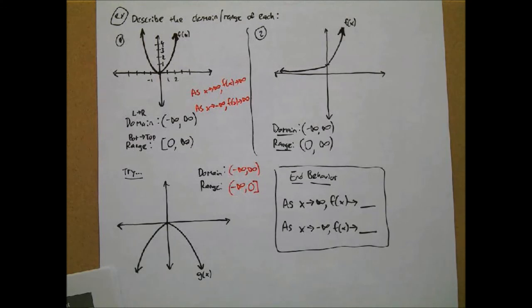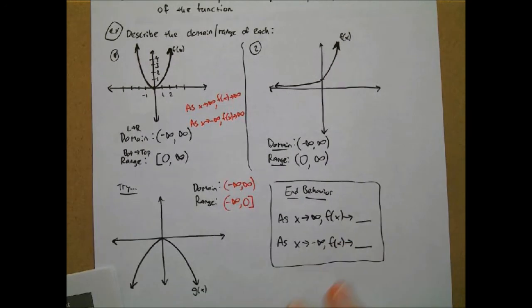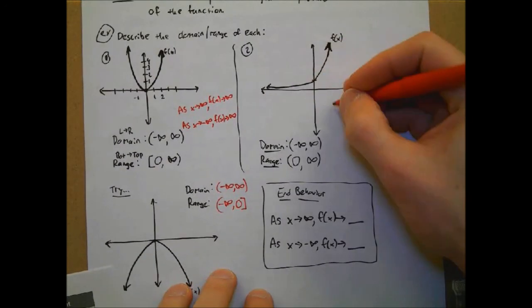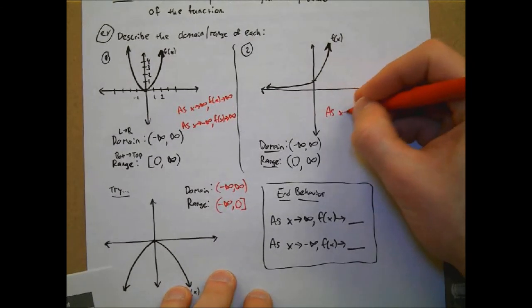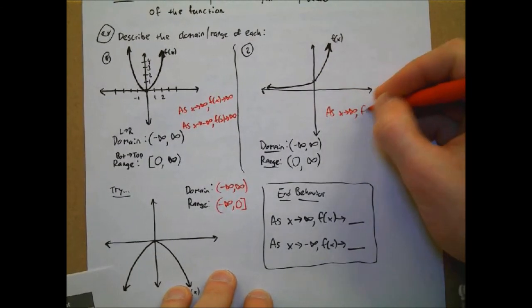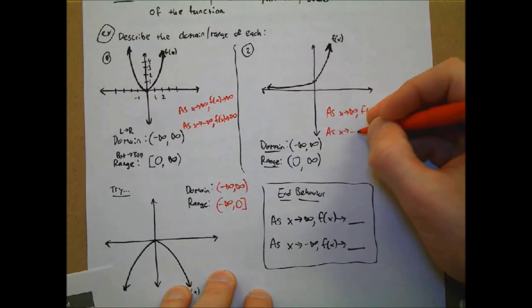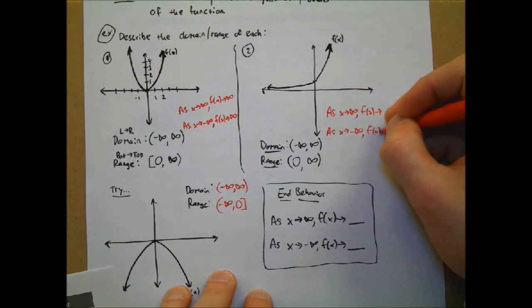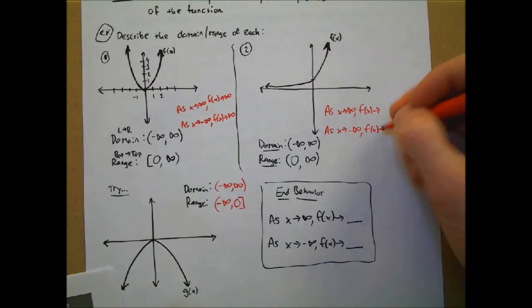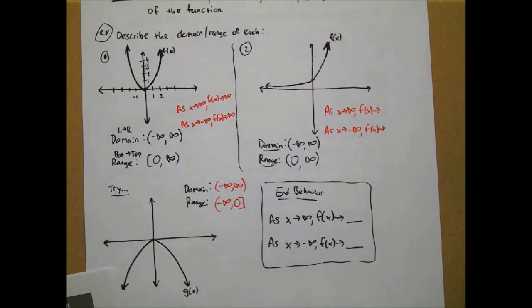Well, let's take a look at number 2. Number 2, again, the setup's always going to be the same. As x approaches infinity, f of x is going to approach something. As x approaches negative infinity, f of x is going to approach something as well. You'll always have the same setup for these end behaviors because you want to describe the ends. What happens as you go far to the right? What happens as you go far to the left? Those are the ends, right? Left end, right end. Okay.